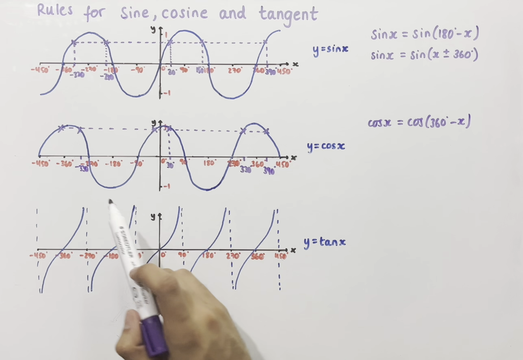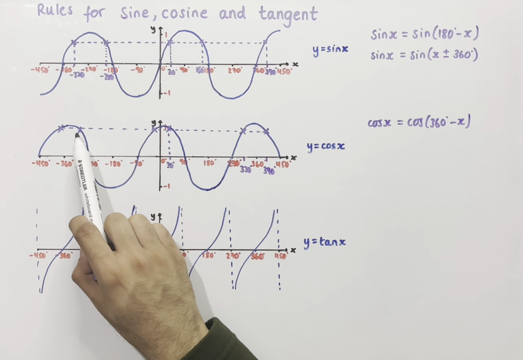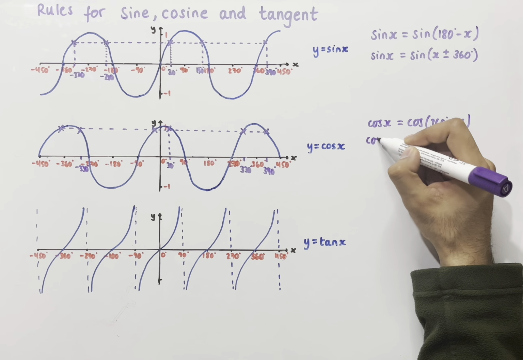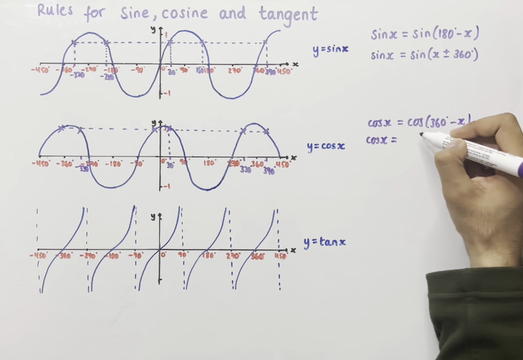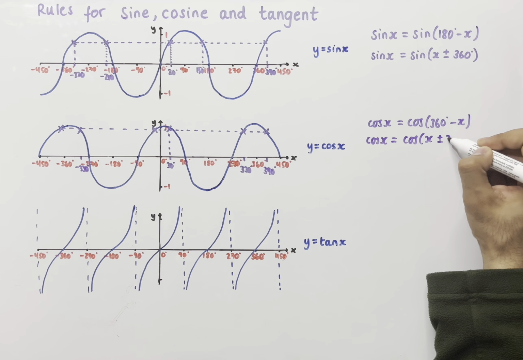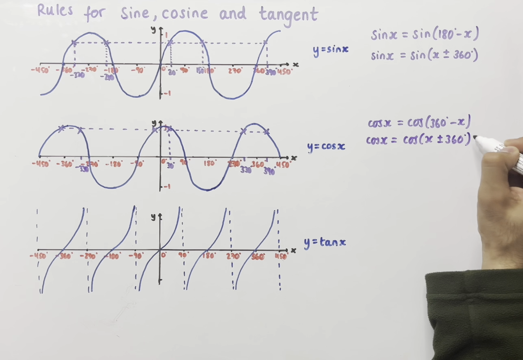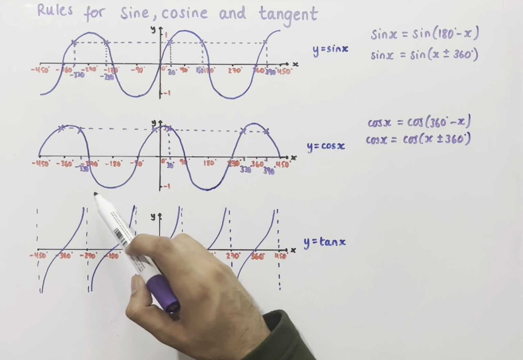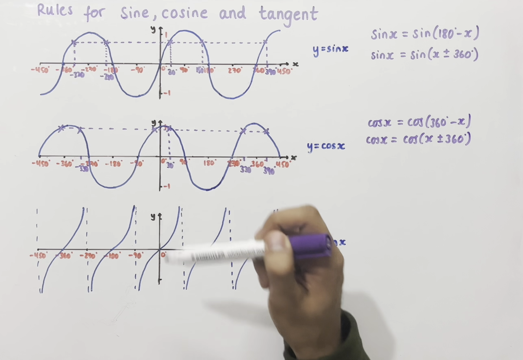So we can see that both of these angles produce the same solution. So again, generalizing, we have that cos of x equals cos of x plus or minus 360 degrees.